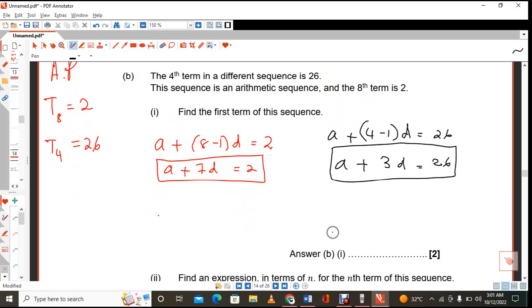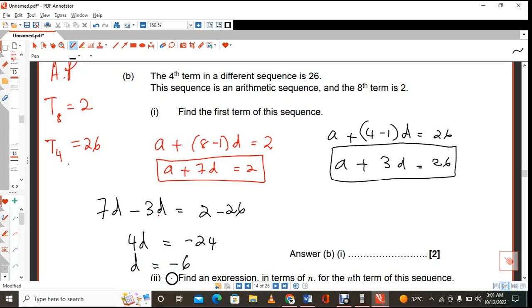And when I solve these two equations simultaneously, I'll have 7d minus 3d equals 2 minus 26. Okay, so that's 4d equals minus 24. And my d is nothing but negative 6. Right. Find the first term of the sequence.